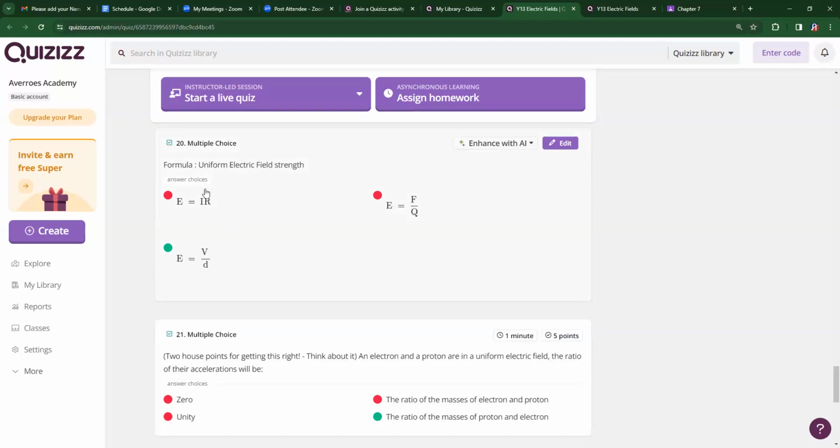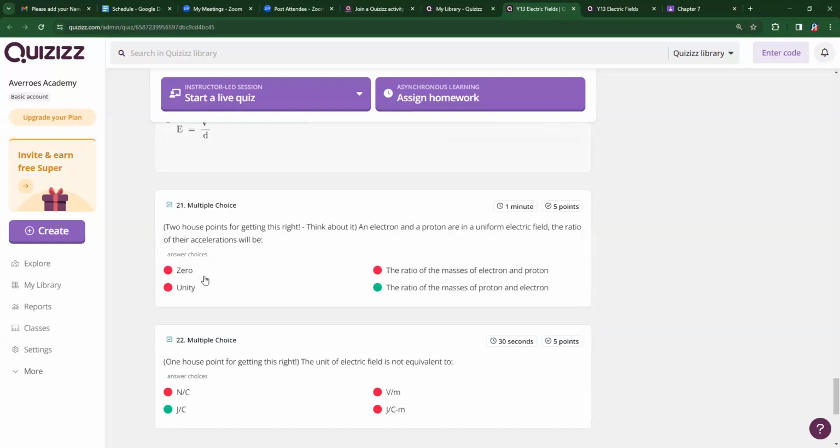So the first formula is not correct. It's not even a formula related to energy. Current multiplied by resistance is not energy. Second one, force over charge. Okay, yeah, so it's not related to field strength. So voltage over distance. Two points.